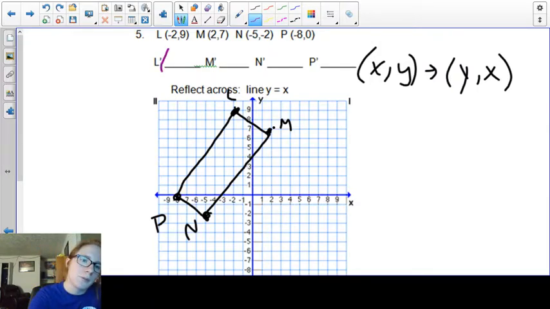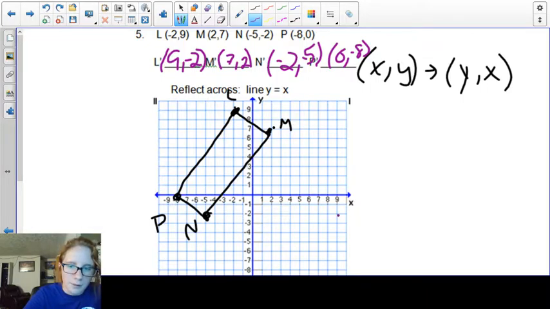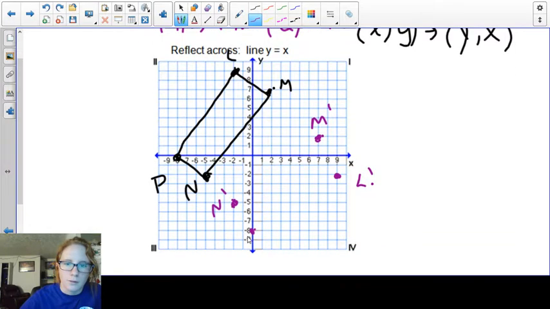So my x and y are going to flip spots. So I'm going to be at 9, negative 2. Be at 7, 2. Negative 2, negative 5. And 0, negative 8. I'm going to have to scroll down a smidge.